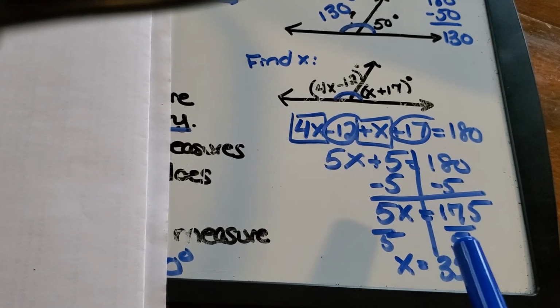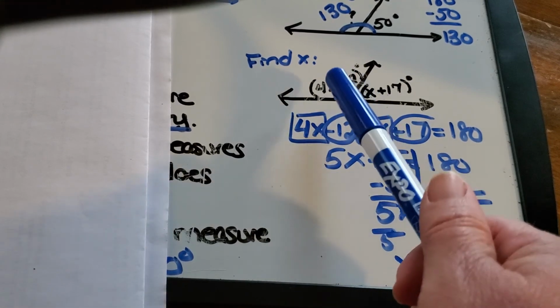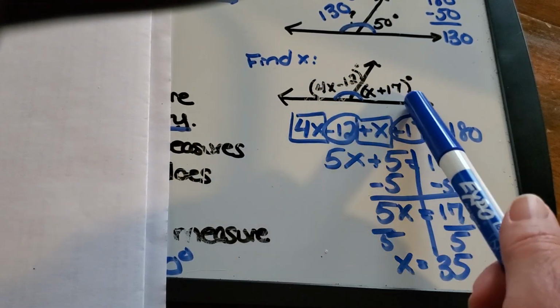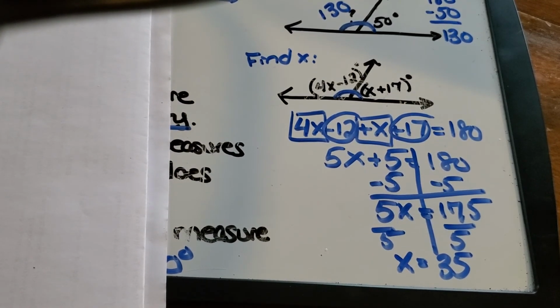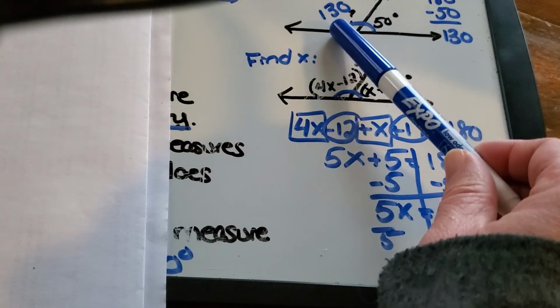But on the next assignment, assignment 16, you'll be asked to plug 35 back in for x so you can figure out what each angle measures. I hope that helps for today. Remember, supplementary means they add up to be 180 degrees and they form that straight line.